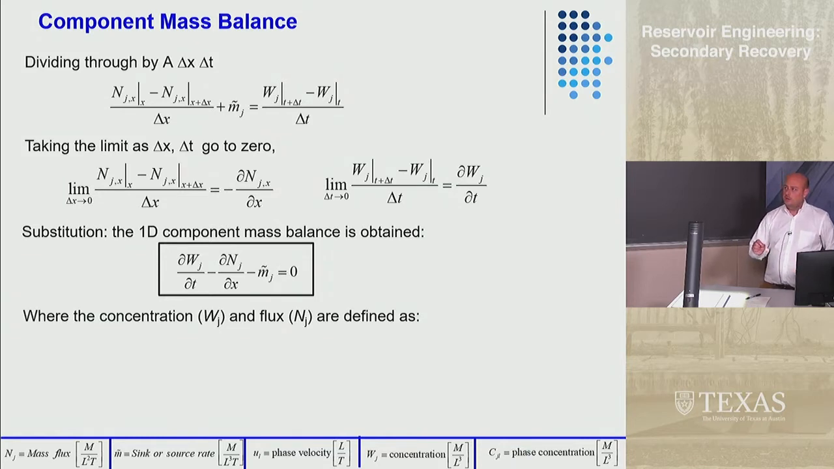And Wj, so it's a mass per unit volume. Keep in mind that the component J could be in any phase. It could be in the aqueous phase, the oleic phase, the gaseous phase, or it could be in all of the phases. It can also be adsorbed onto the rock surface.